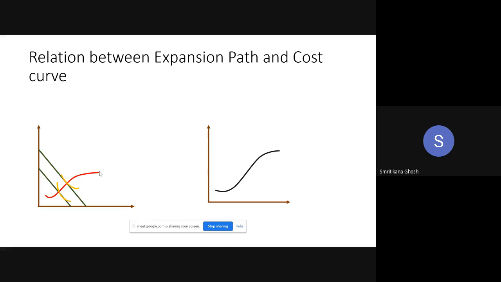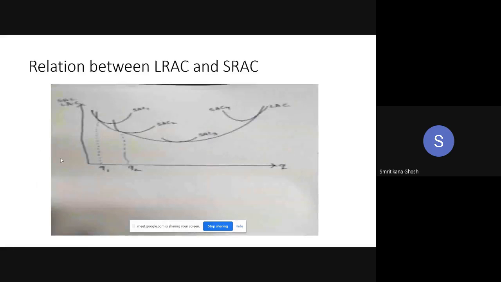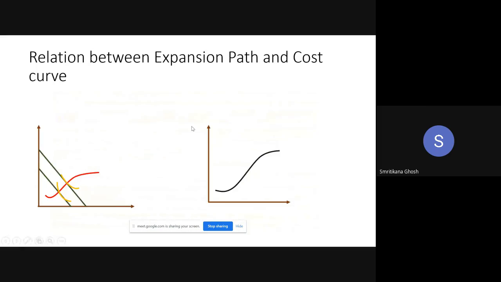Now from the expansion path, look, each and every green line is showing a different total cost, right? So if you plot those total costs on the vertical axis in the next diagram, on the vertical axis it will be the total cost, and on the horizontal axis you will plot the different quantities corresponding to those isoquants. Okay, so on the vertical line total cost, on the horizontal line total quantity produced. So you just plot these values here, you will get that.